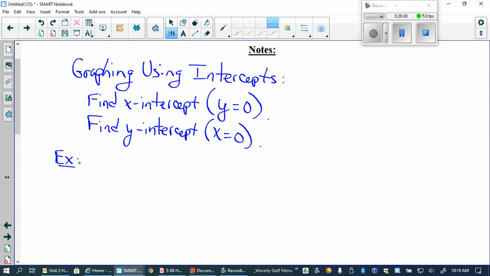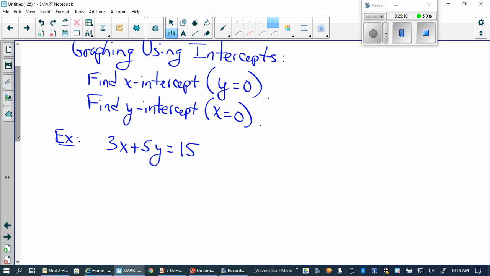Here's an equation to graph. 3x plus 5y equals 15. Now normally, and you can still do it, you've got to solve this for y and get it in y equals mx plus b form, right? Get your m and your b. But this is just another way. A lot of kids like this better, right? So let's find the x-intercept.